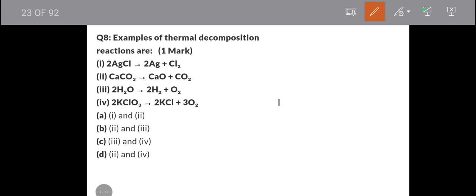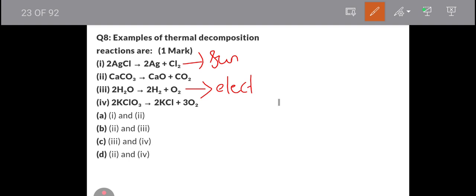Thermal decomposition reaction. Thermal means we are providing energy for the decomposition in the form of heat. Here you just see AgCl turning into Ag plus Cl2. This is in the presence of sunlight. Now H2O gives H2 plus O2. This is in the presence of electricity.